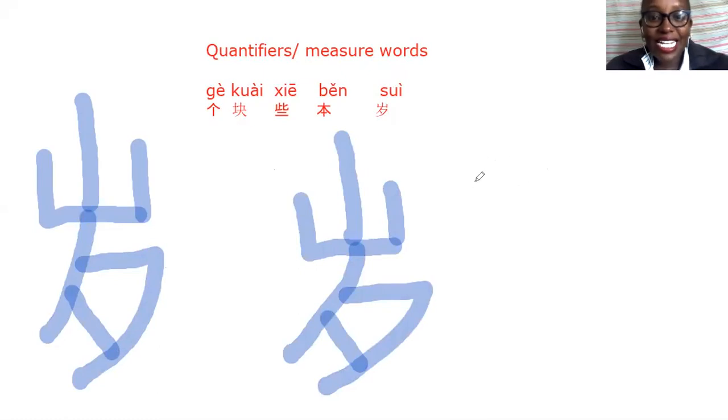Okay guys, so we have written the 5 major words which we learn as beginners. When you're a beginner of Chinese level 1, you get to learn 个, 块, 些, 本, and 岁. And I'm glad that you now know how to write them. I urge you to continue practicing your characters as a Mandarin Chinese language learner. But for today, that's it, guys.